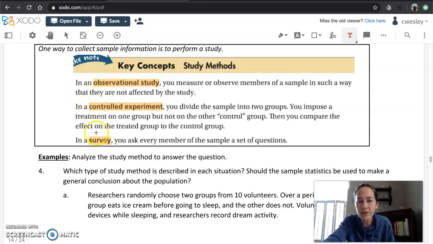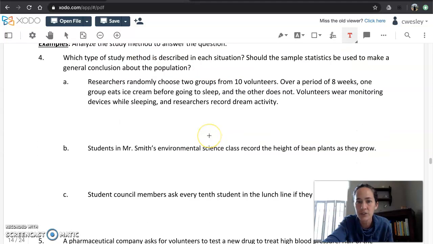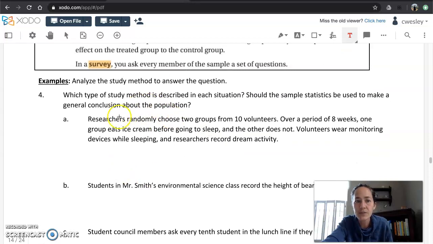In a survey, you know what a survey is. I've given you surveys before this year: give every member of a sample of the population a set of questions. And we're going to see some of these examples down here. Name the type of study used, and do you think that the study is reliable? Do you think you can make a general conclusion based off of this study?